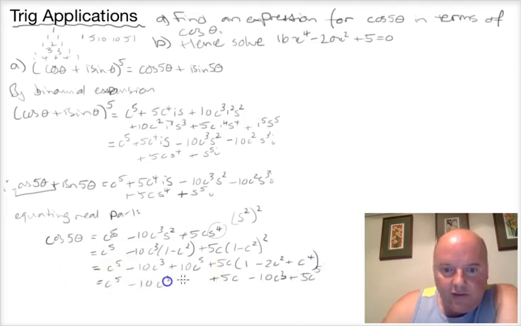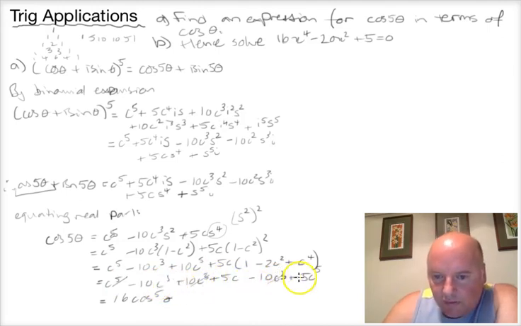Okay, I think we're ready to start calling things cos rather than just c. So let's group together our cos to the power of 5. So we've got that part, and that part. So that gives us 16 cos to the power of 5 theta. So that's done, that's done, and that's done.